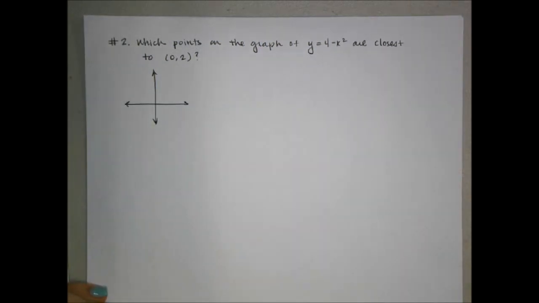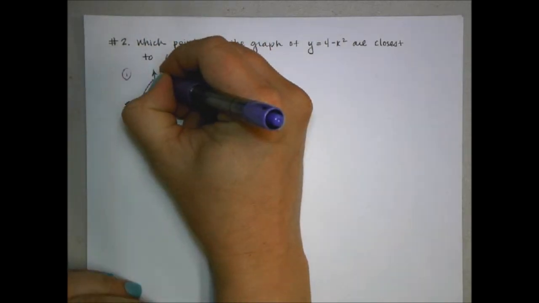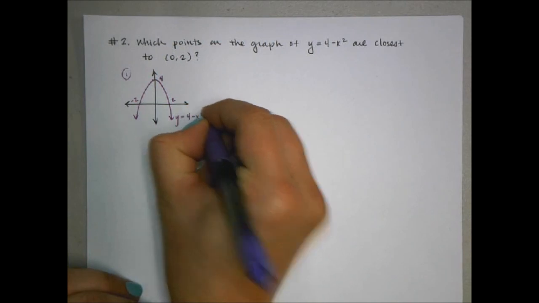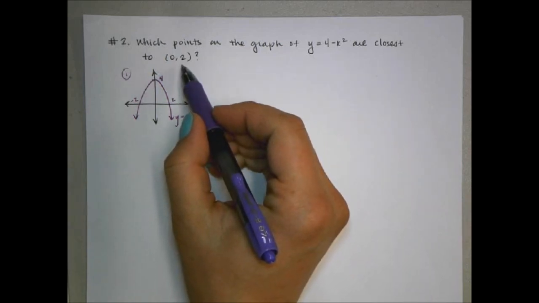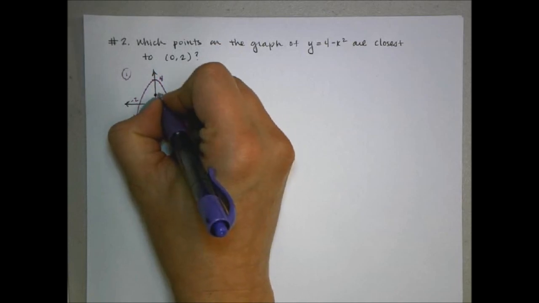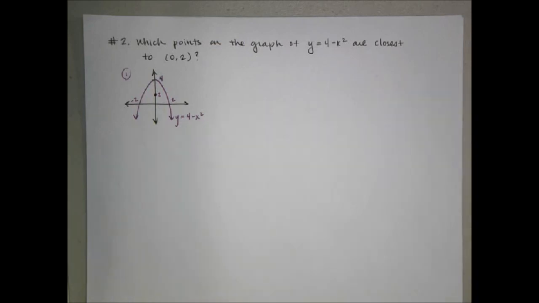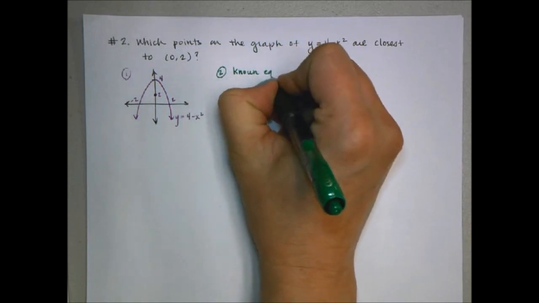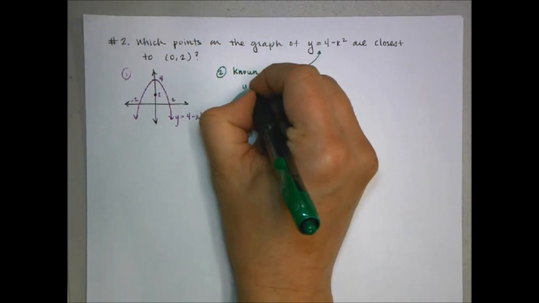Okay, so step 1, let's draw our picture. We're looking for points on our parabola that are closest to the point (0, 2). So (0, 2) is going to be right here. Okay. So we have two equations that we're supposed to have. Remember the known and then the unknown one. So step 2, I have a known equation. This time I don't even have to write it. It's already written for us. Y equals 4 minus x squared.